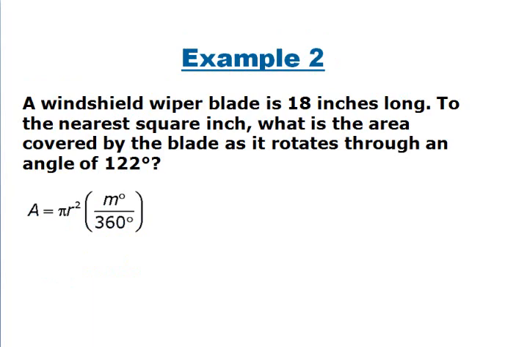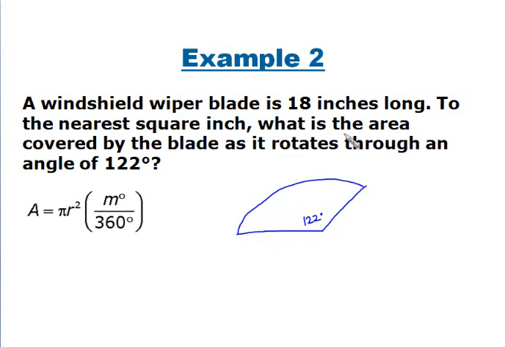Example 2. A windshield wiper blade is 18 inches long. To the nearest square inch, what is the area covered by the blade as it rotates through an angle of 122 degrees? Okay, so let's say we have our windshield wiper here. And it wipes around, it comes over, and then it comes right back down. Okay, so this is about what our windshield wiper looks like. It says it rotates through an angle of 122 degrees. So that right there is my central angle, or you can do the arc angle.